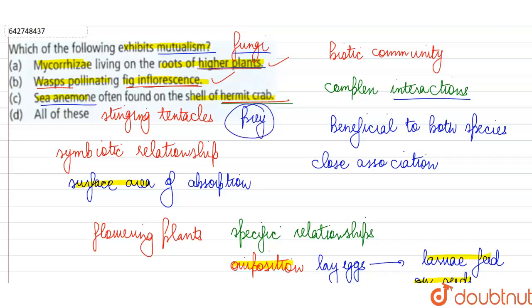So all of these three are correct examples of mutualism, or such an interaction where both the species involved are going to benefit by remaining in close association with one another. So option D is our correct answer over here. All of these are exhibiting symbiotic relationship or mutualistic relationship.